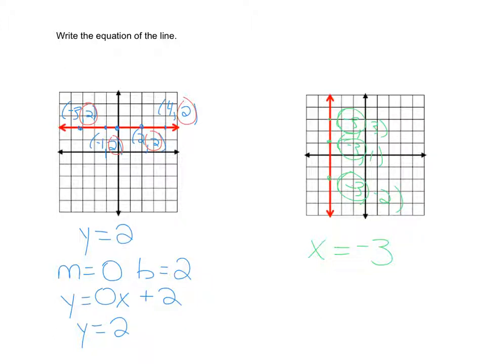So y equals a number, like we got right here, is a horizontal line, and x equals a number is a vertical line. You might remember, it's been a while, but we talked about HOY, right? Horizontal line, 0 slope, y equals. And VUX, right? Vertical line, undefined slope, x equals. So those are your two special cases from a graph.